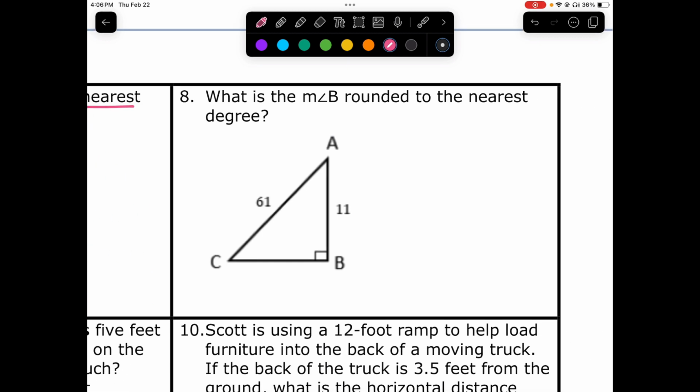So now we're trying to look for angle, sorry, that should say angle C, not angle B. So now we're looking for angle C, which means now this will be opposite and this will be hypotenuse because of course it's across from the 90-degree angle. So go ahead and try that one.